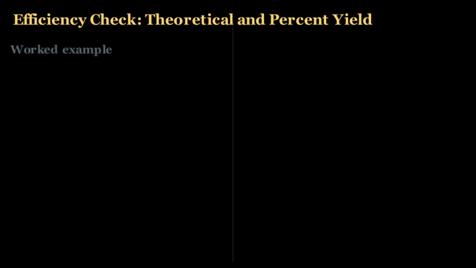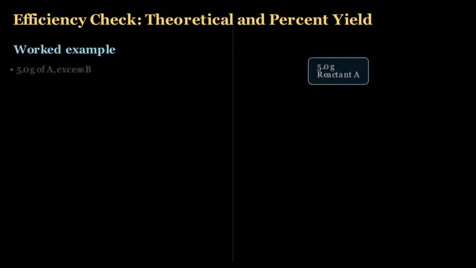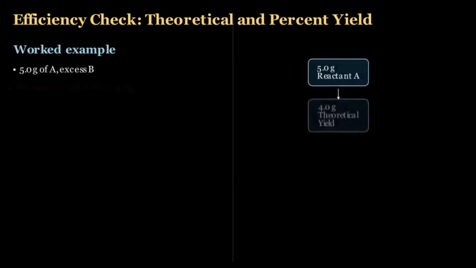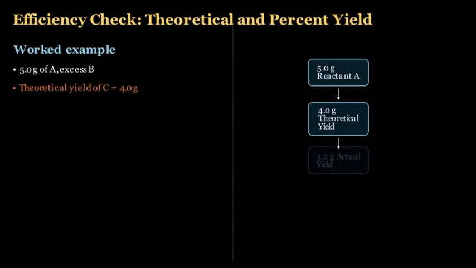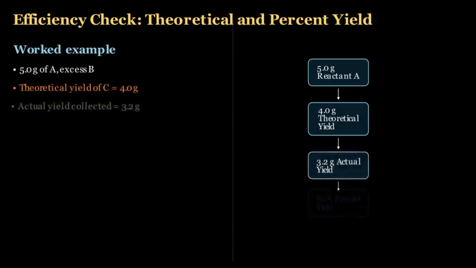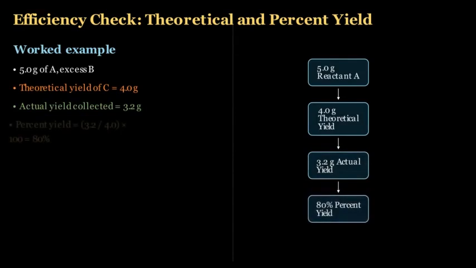Let's run a real example. Say we start with 5.0 grams of reactant A, and B is in excess. Using the balanced equation and molar masses, we calculate that the maximum possible product C is 4.0 grams. That's our theoretical yield. But after the reaction, filtering, and drying, we only collect 3.2 grams. So our percent yield is 3.2 divided by 4.0 times 100, which gives us 80%. We lost 20% of the product along the way, maybe stuck to the flask, or lost during transfer.